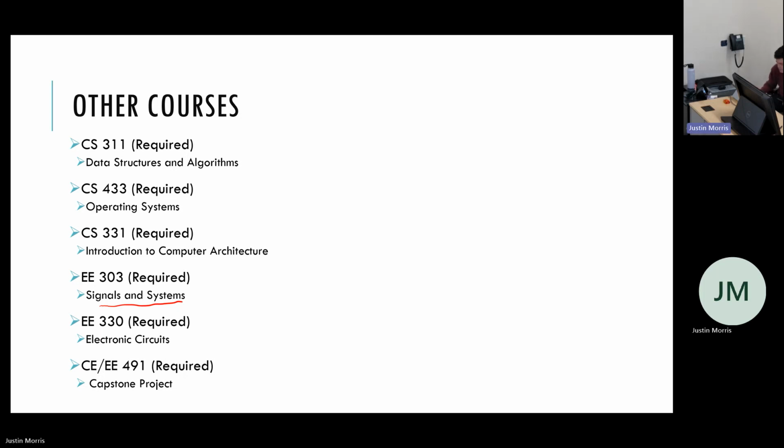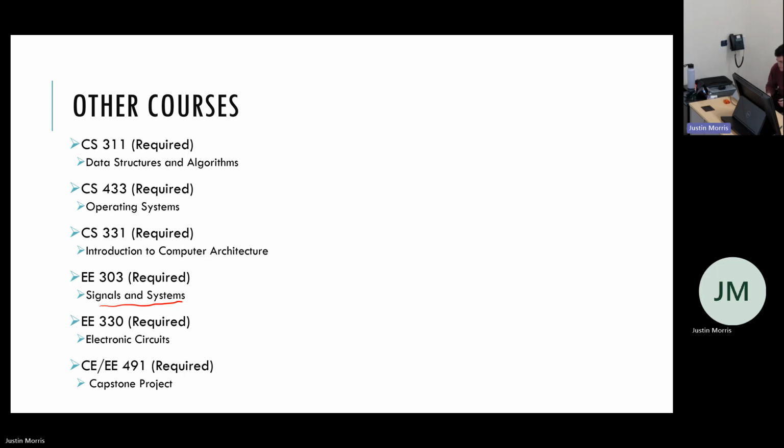And then 330, electronic circuits. This covers both linear and nonlinear circuits: resistors, capacitors, and then transistors, MOSFETs. You would learn a lot about how to evaluate a simple electronic circuit, what different components are used for, and how an op amp works. You will learn more detailed electronic circuits here.